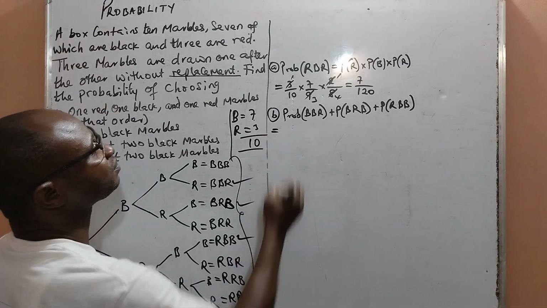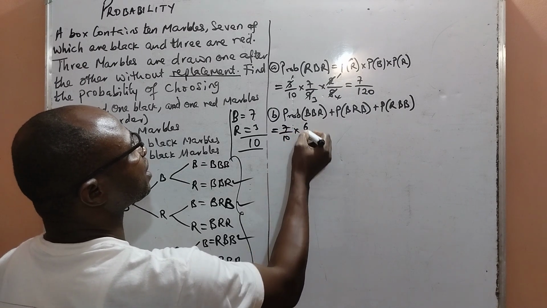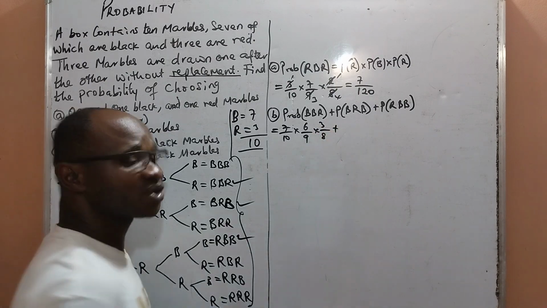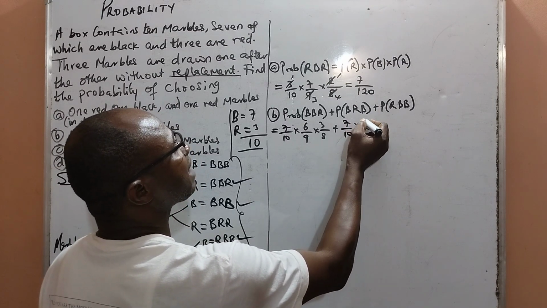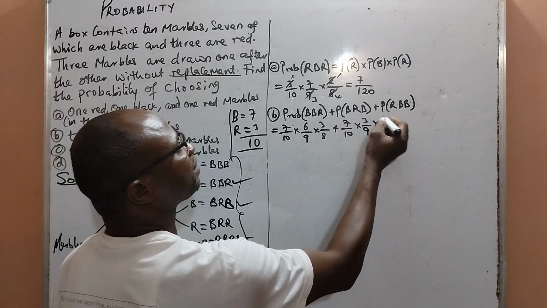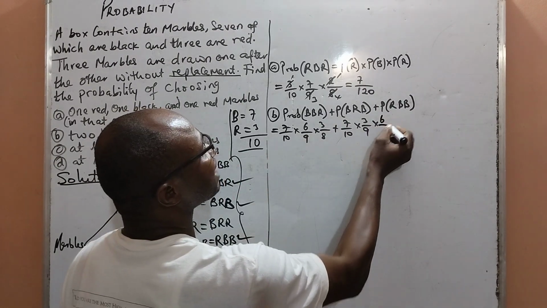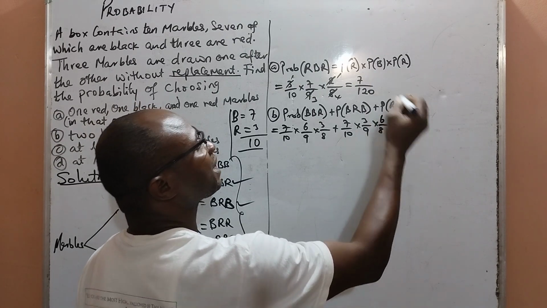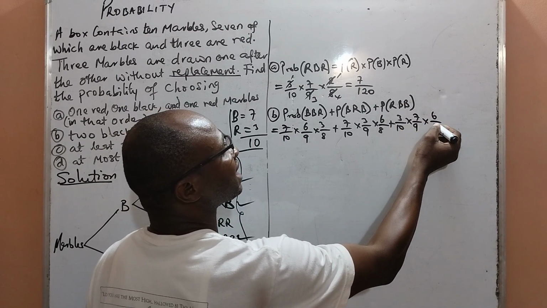And this implies, first one black is 7 out of 10, second black will remain 6 out of 9, and red is still 3 out of 8. Plus, first one is black 7 over 10, multiplied by red, which is 3 out of the remaining 9, and picking the third time black, since I did not replace the first one, giving me 6 out of 8. Or the first one is red, 3 out of 10, then picking black, which is 7 out of 9, and the second black, which is now 6 out of 8.